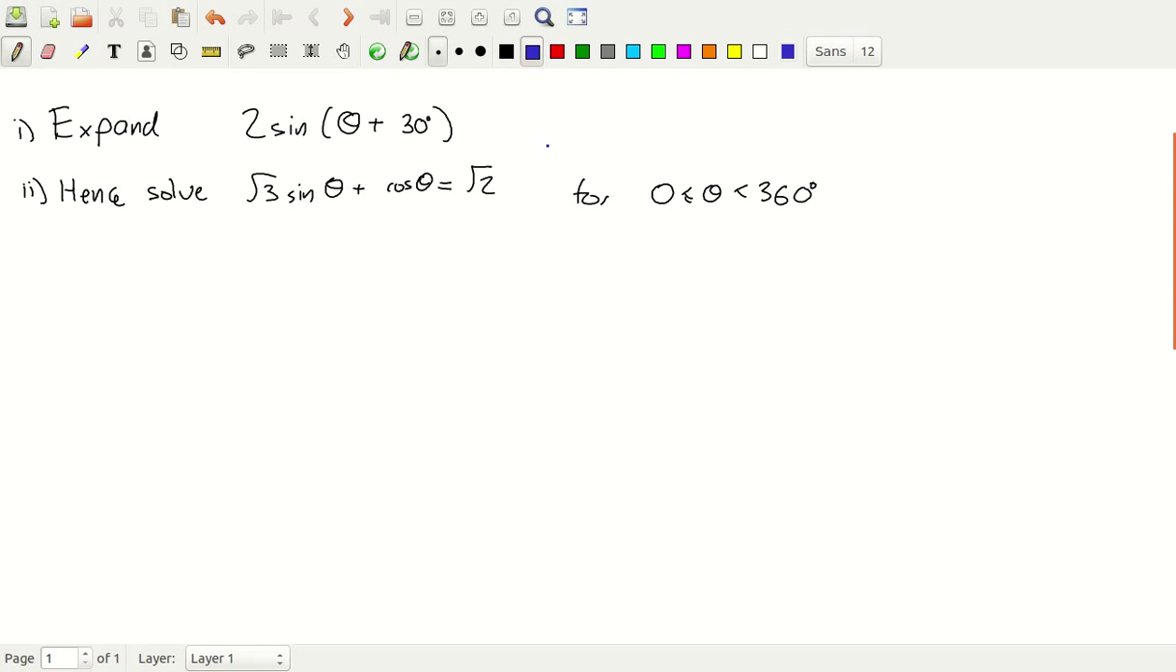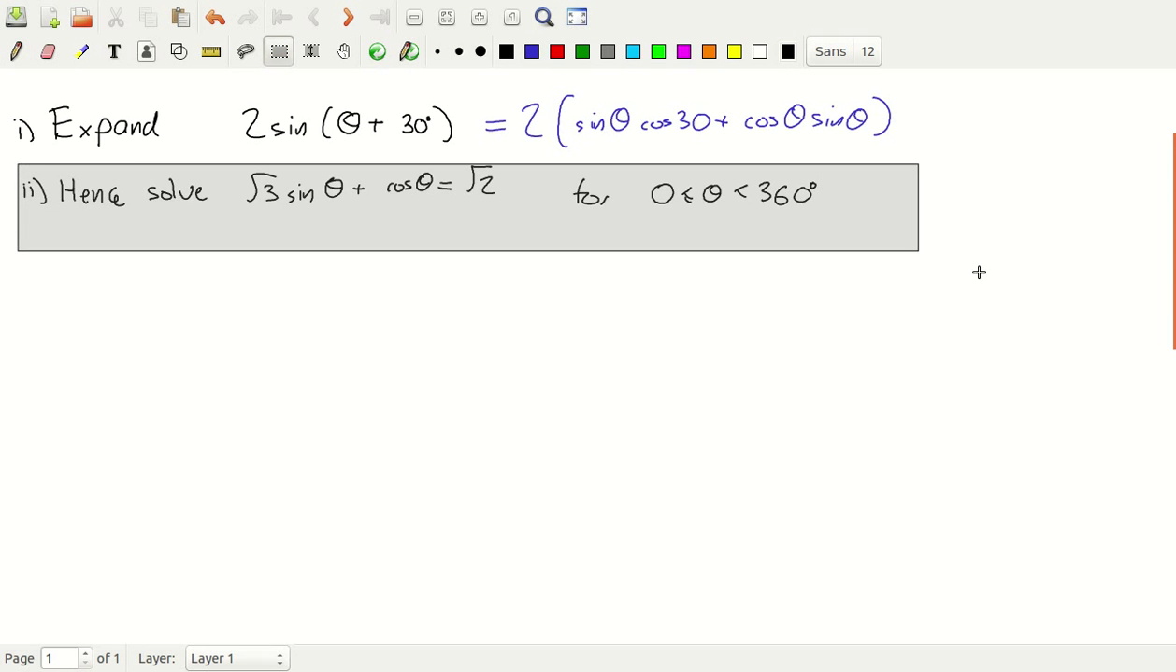Okay, first part, fairly straightforward. We have to remember that sine of a plus b is sine a cos b plus cos a sine b. So this becomes 2 lots of sine theta cos 30 plus cos theta sine 30. Okay, so that's using the addition formula for sine.